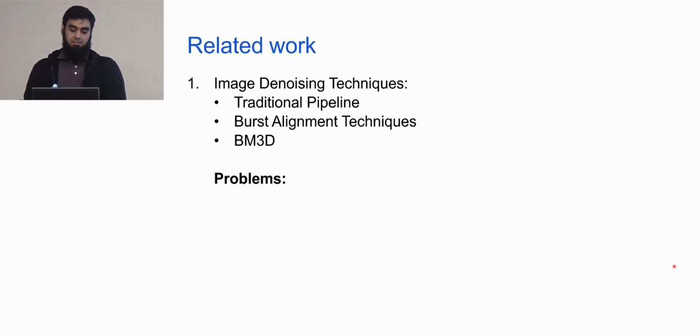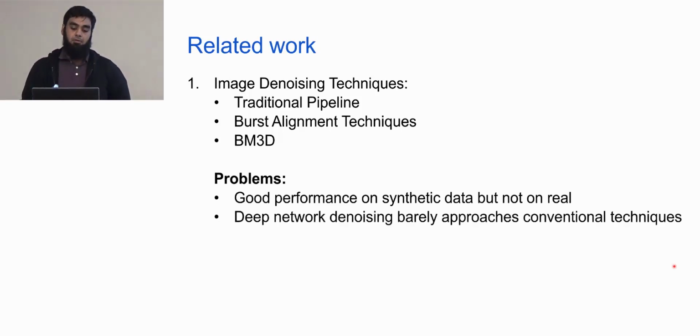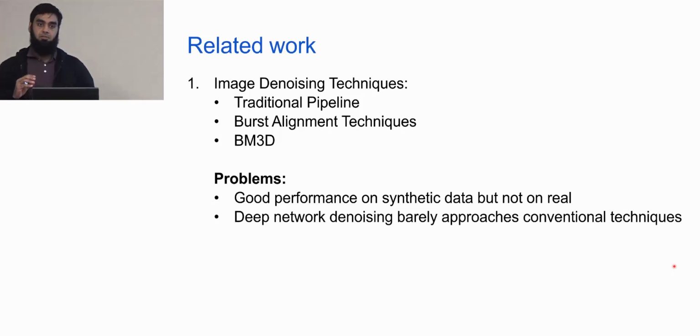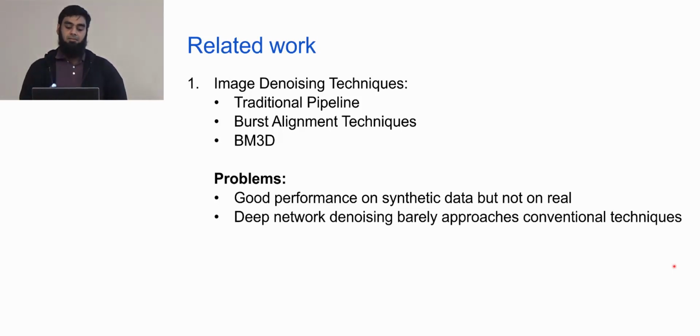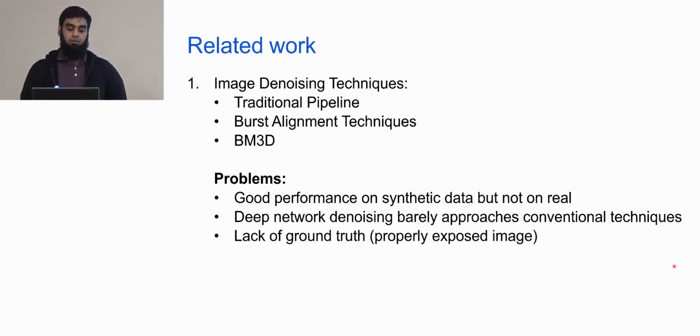The problem with these traditional pipelines is that their performance is really good, but it's on synthetic data, and they don't work on real data. One of the biggest problems with learning-based approaches that use deep neural networks is that they are barely able to approach the results of conventional techniques. Another really important problem is the lack of ground truth images. You have images that are taken in low light, but what about images that would serve as ground truth for those low light images? There would be regularly lit images. Those are known as properly exposed images.